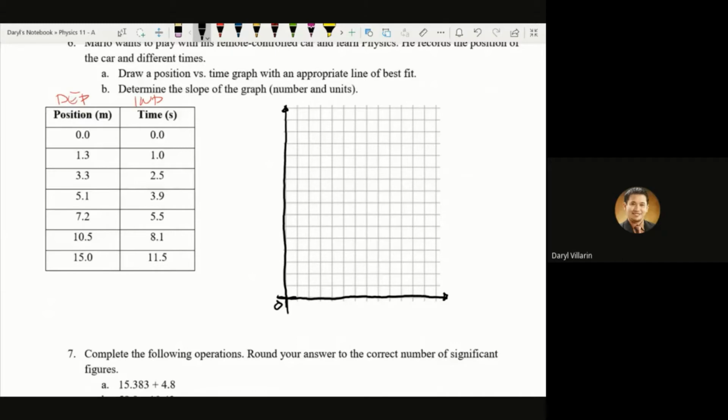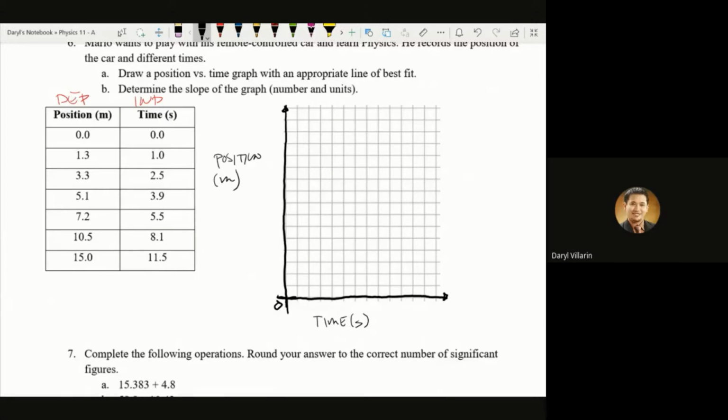So therefore, independent variable should be placed along x. So I'm going to place this one here, time. The unit should be in bracket. So the quantity time, and then place in a bracket your unit of second. And then for y, this should be position, and then the unit is meter.